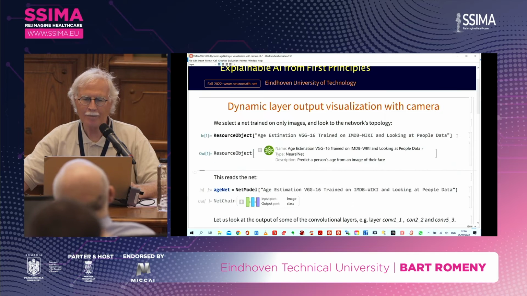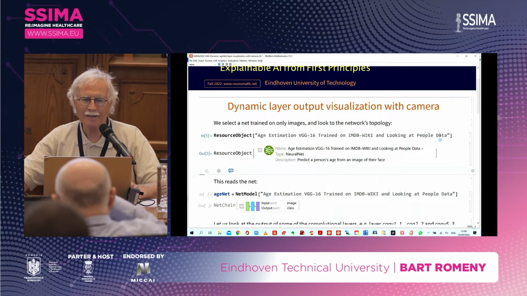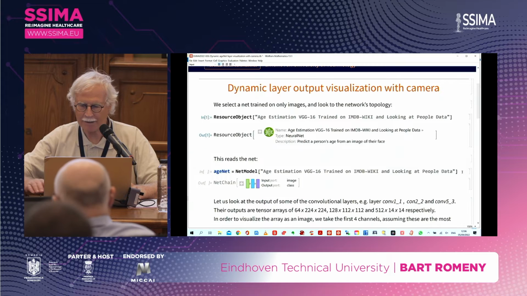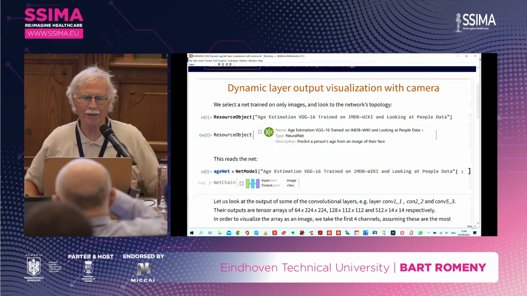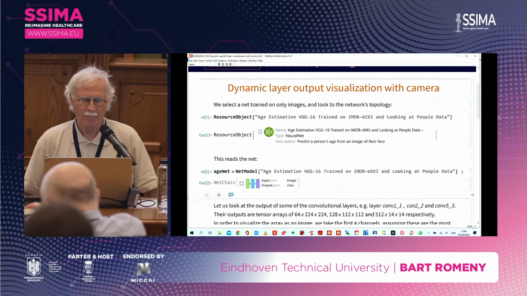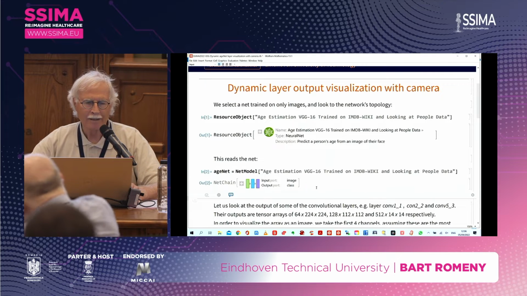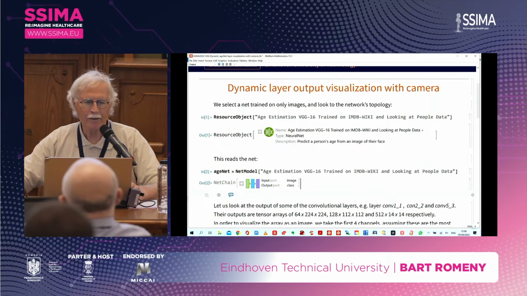I take this age estimation network again, and I load it. I did it before; it's now reading it from the internet. And I have here my net chain. You see, everything is in Mathematica with these square brackets.